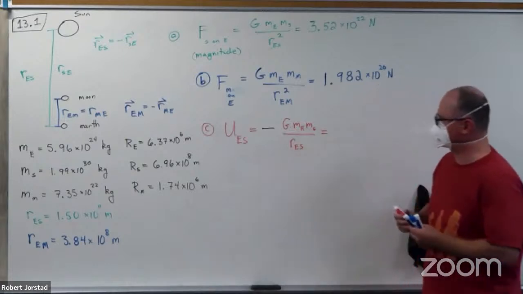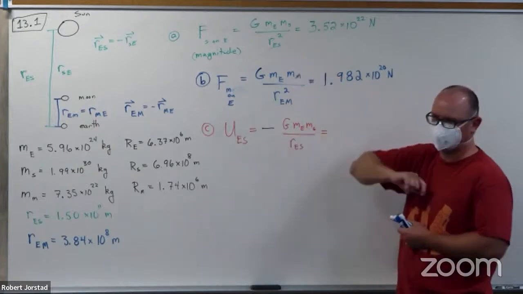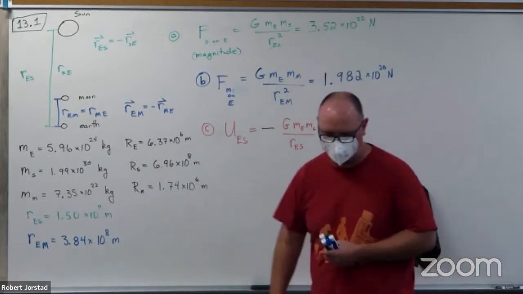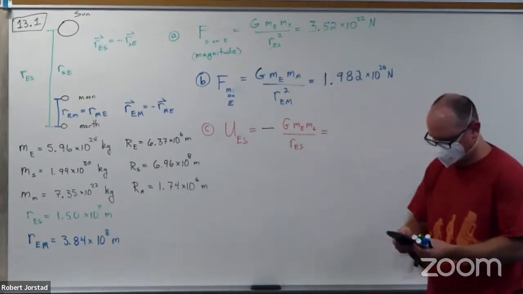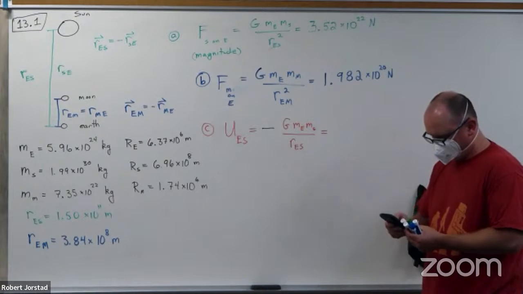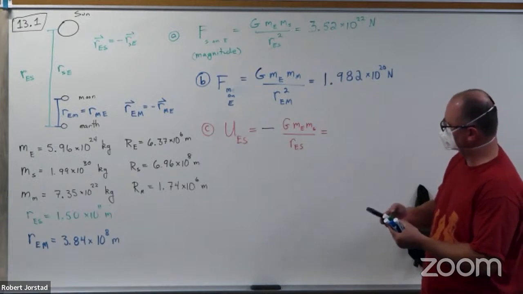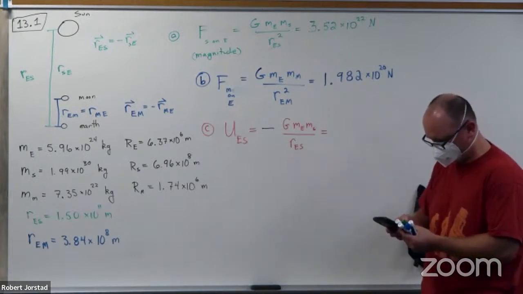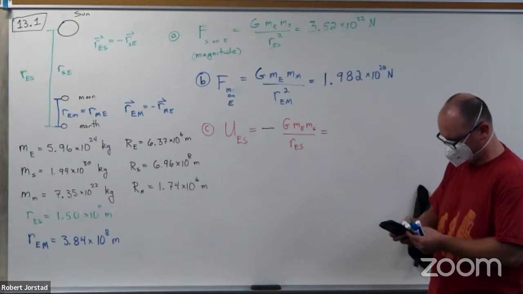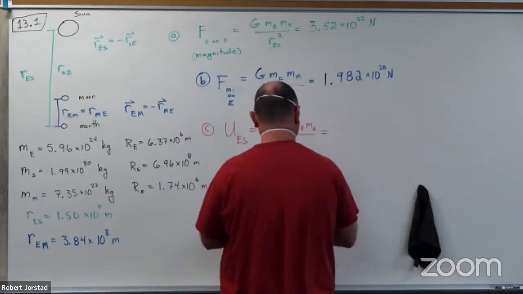So the trick is you've got to remember, now notice in this case, couldn't we just take this number, multiply by RES and flip the sign? Do you agree we can do that? Do it. Punch it in real quick. What was that number? Times, what was the radius Earth-sun? 1.5 EE 11. The answer is negative 5.27 times 10 to the 33.